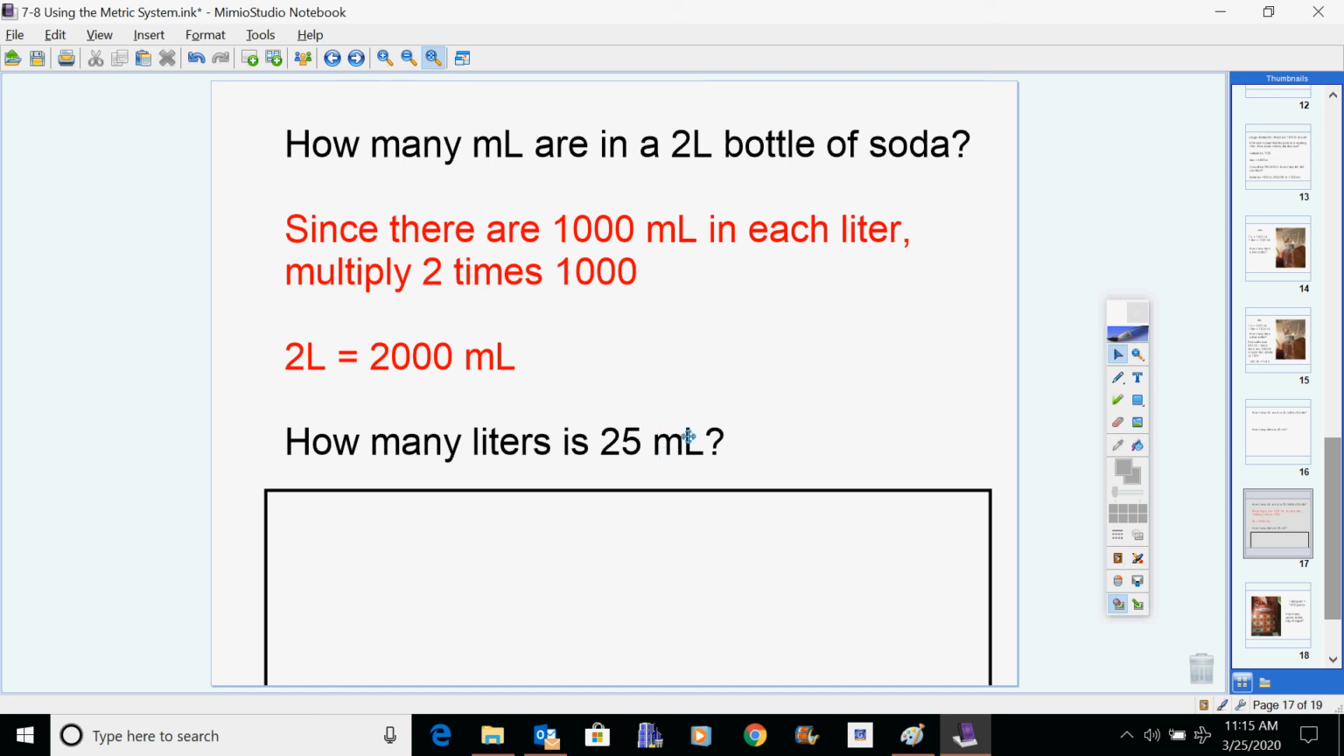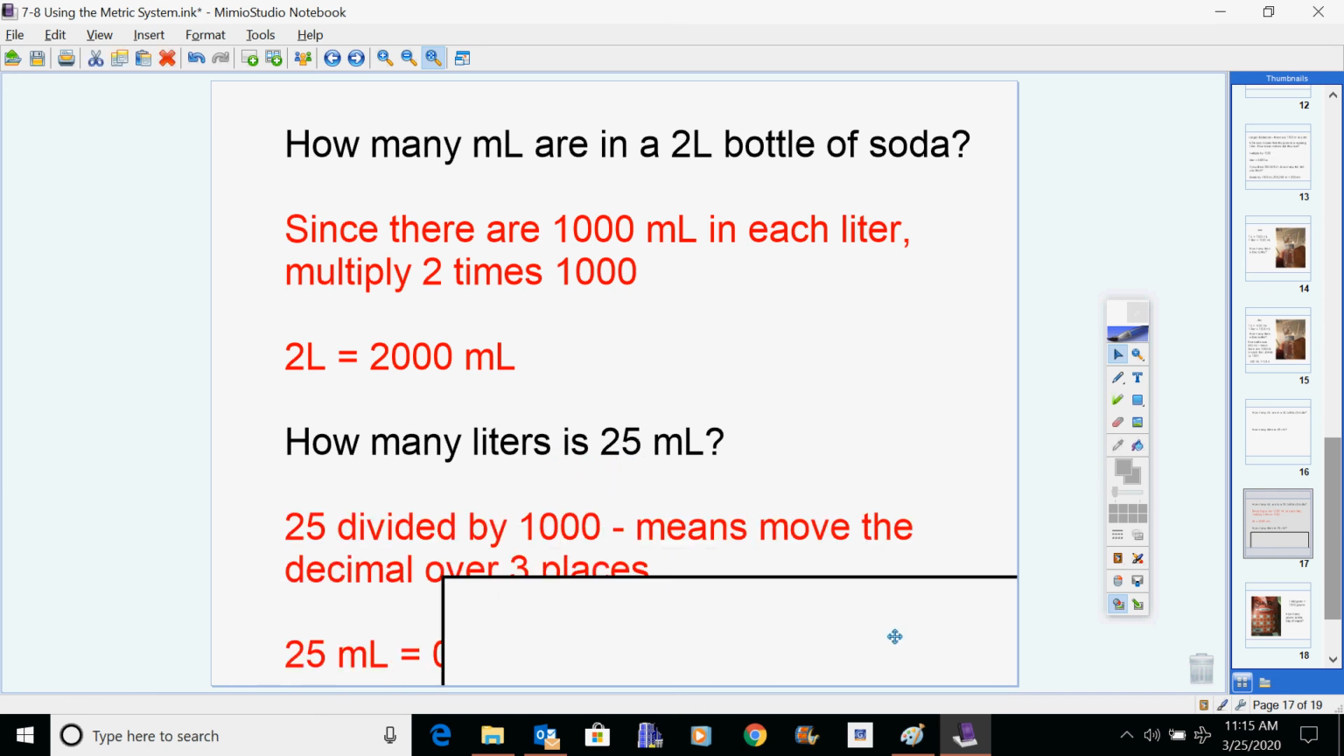Okay, remember milliliters is the little unit, and you're trying to figure out how many of the big ones there are. So we know that this is going to be smaller than a liter, so you're going to move it to the left 3 places. And when we move it to the left 3 places, we end up with 0.025 liters.